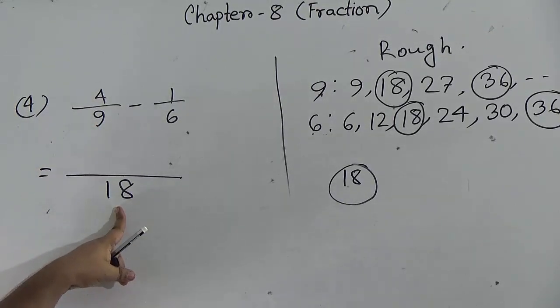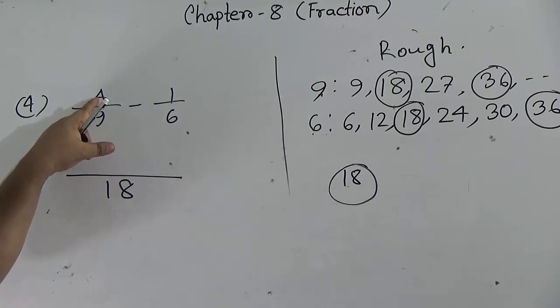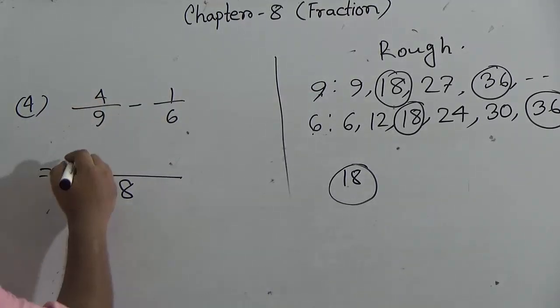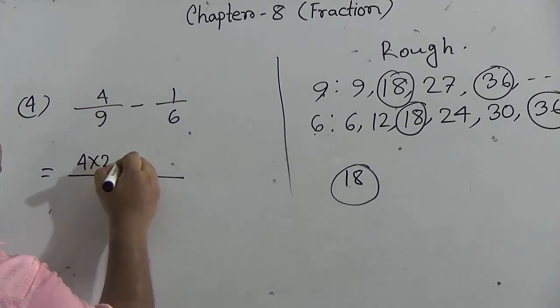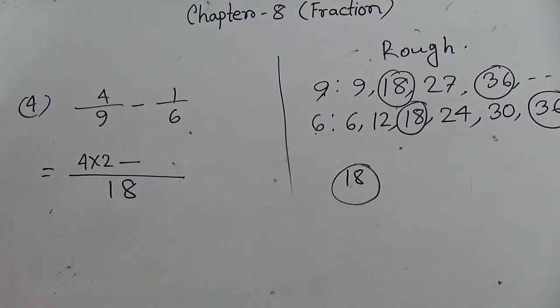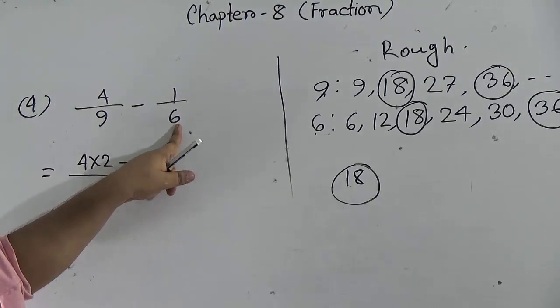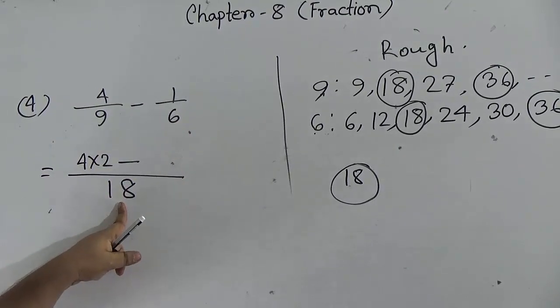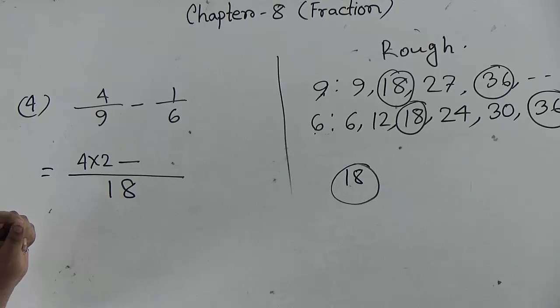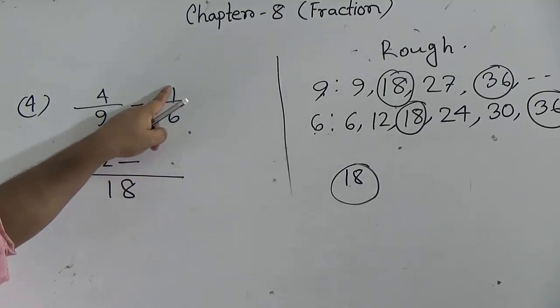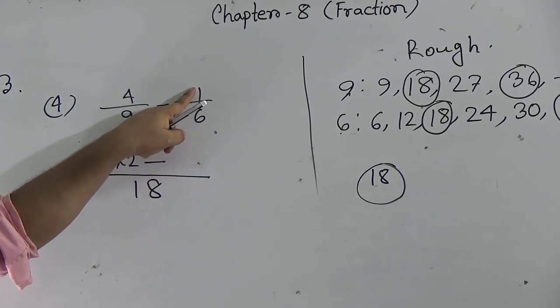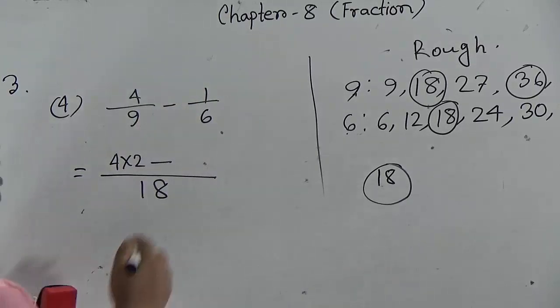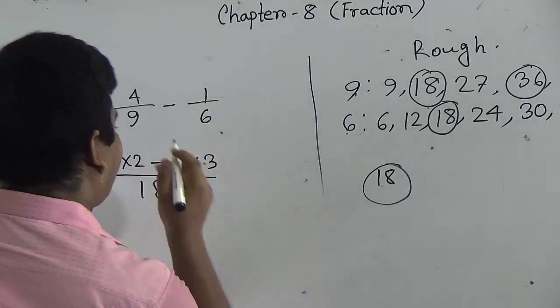This 2 is multiplied with the numerator. Here the numerator is 4, so we multiply 4 with 2, minus. We divide this 18 by the denominator of the second fraction and we get, 6 3s are 18. So we get 3 and this 3 is multiplied with this numerator. Here the numerator is 1. So we multiply 1 by 3.